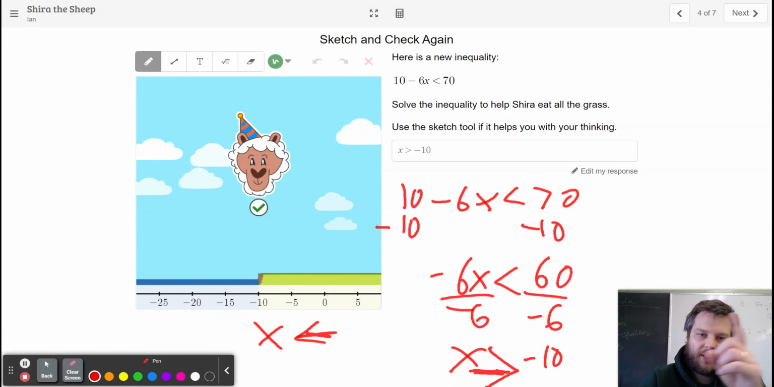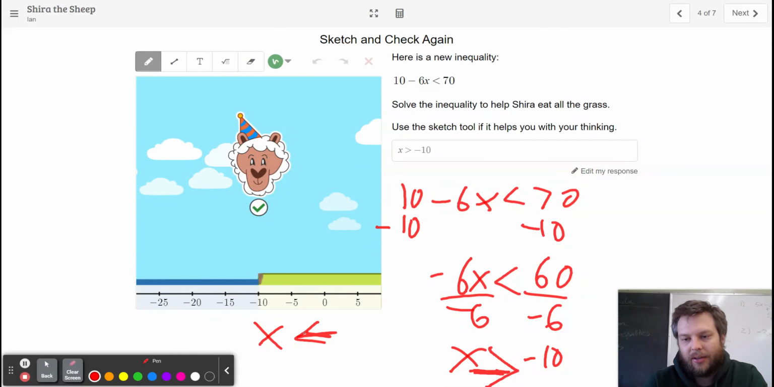Please make sure that you work through the rest of this activity. And if there are any future slides that are challenging, just ask and I'll make another video.